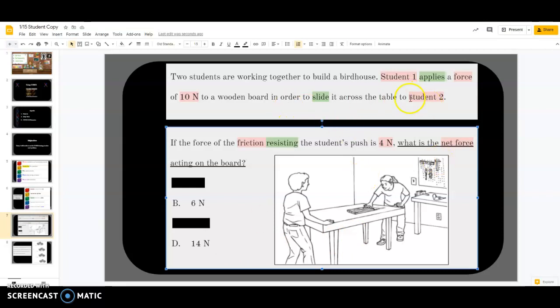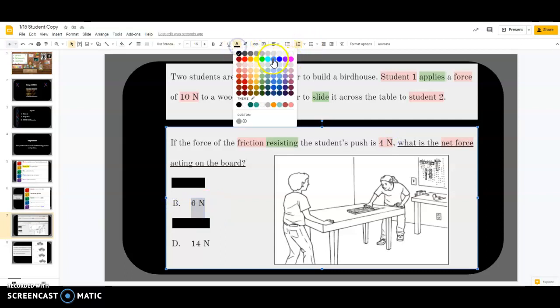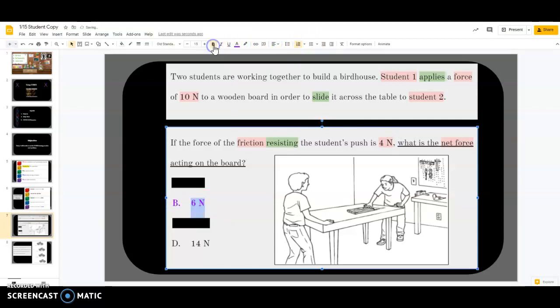Well, I have 10 newtons of force going one way, but it says the force of friction is resisting the student's push. So it's pushing back against the student's push, which means the forces are going in opposite directions. And I know that whenever I have force going in opposite directions, I need to subtract. So 10 minus 4 is going to be 6. So that gives me my correct answer of 6.